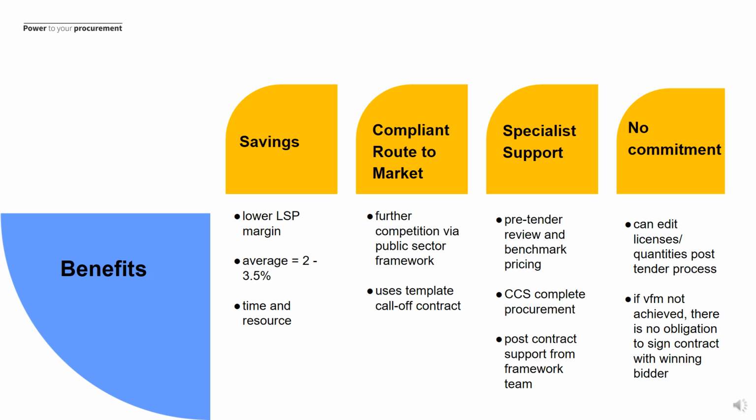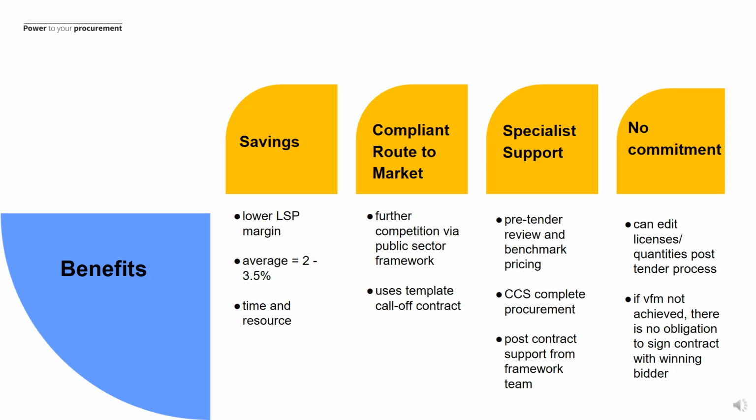We also hope to make savings on your time and resource, freeing your time up to perhaps do more important things for your organisation while we undertake this procurement process for you. We provide a compliant route to market because it's a call-off further competition under our framework agreement, our RM6098 Technology Products and Associated Services Framework Agreement. Is a compliant route to market following all the guidance on the call-off procedures and using the call-off templates under that framework agreement.